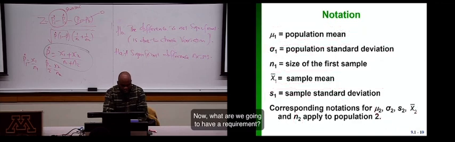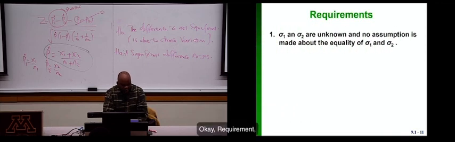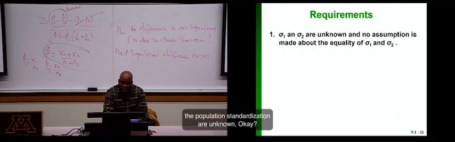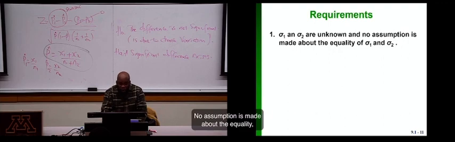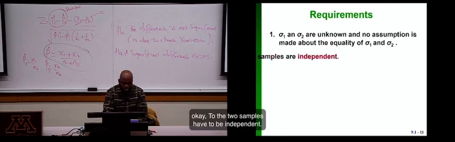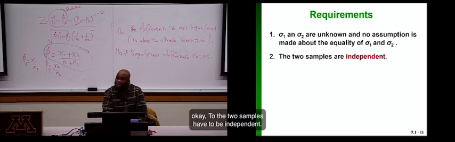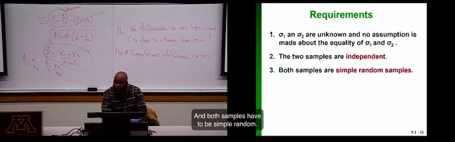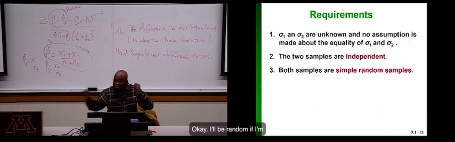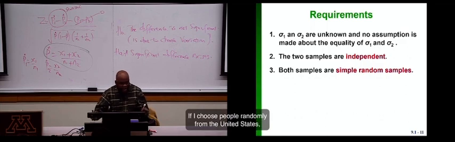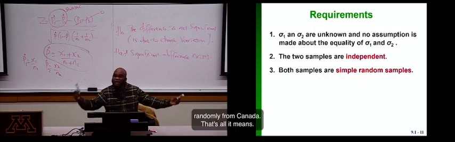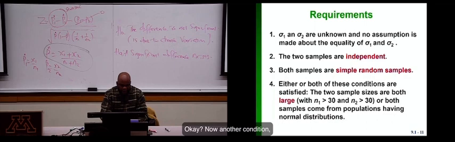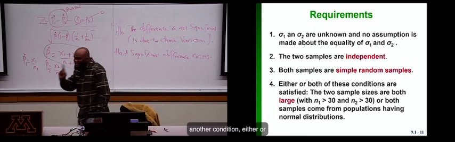Now, what are we going to have as requirements? Requirement one: the population standard deviations are unknown, and no assumption is made about their equality. Two: the two samples have to be independent. The samples you're going to choose from them have to be independent, and both samples have to be simple random. It has to be random. If I'm comparing standard of living in the United States and Canada, and I choose people randomly from the United States, I also need to choose people randomly from Canada. That's what it means. Now, another condition.